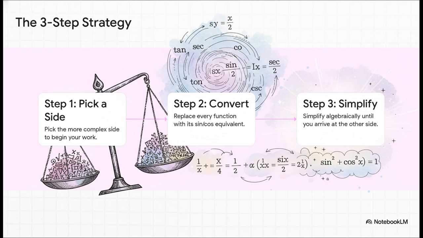First, you pick that more complicated-looking side. Second, and this is the magic part, you replace every single function, whether it's tangent, secant, whatever, with what it equals in terms of sine and cosine. And third, you just do the algebra. You simplify, you cancel, and you watch as it transforms into the other side.